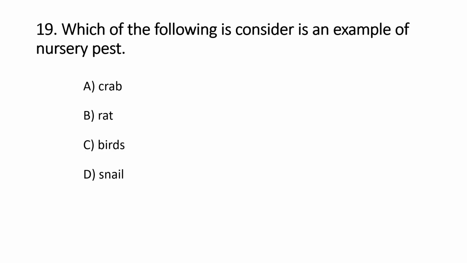Then which of the following is considered an example of nursery pest? See these options: crab, rat, birds and snail. All these are non-insect pests. See this crab, which causes damage to paddy field, then rat, then birds, then snail. So see this Achatina fulica. We know Achatina fulica is the scientific name of snail, which we consider a nursery pest. See, the correct option is snail. Snail is considered a nursery pest.